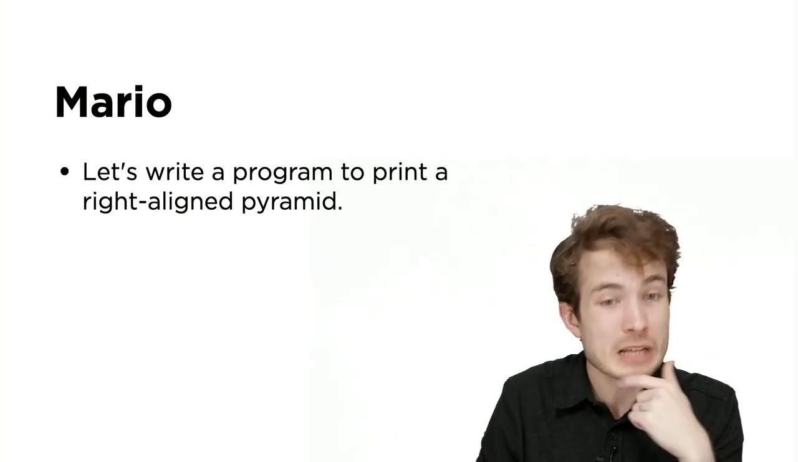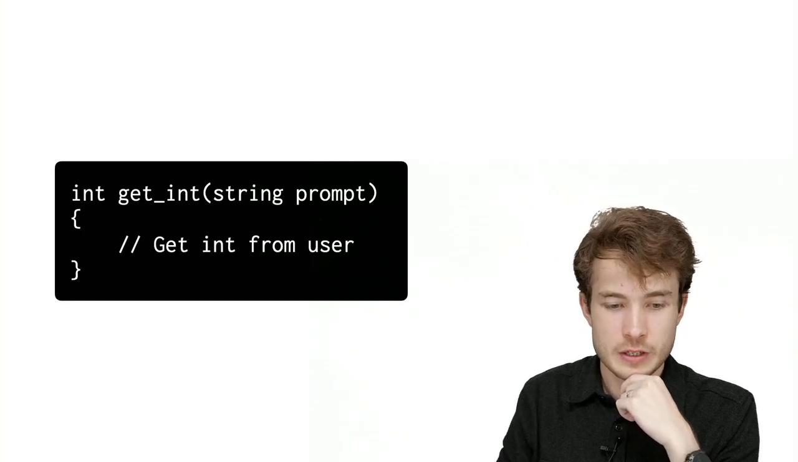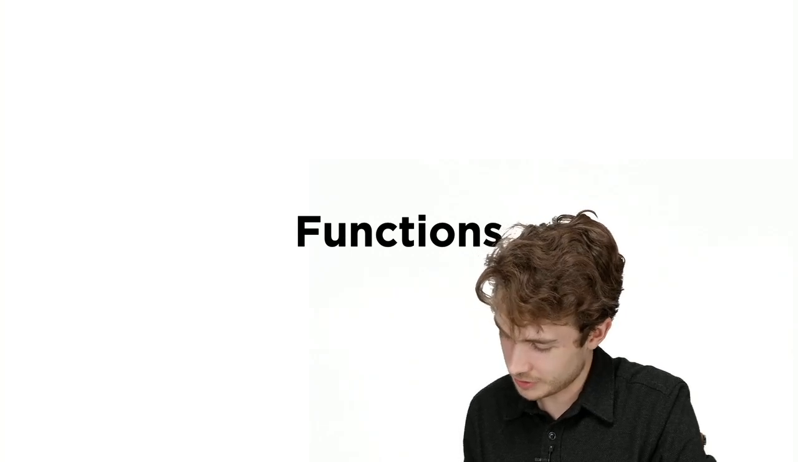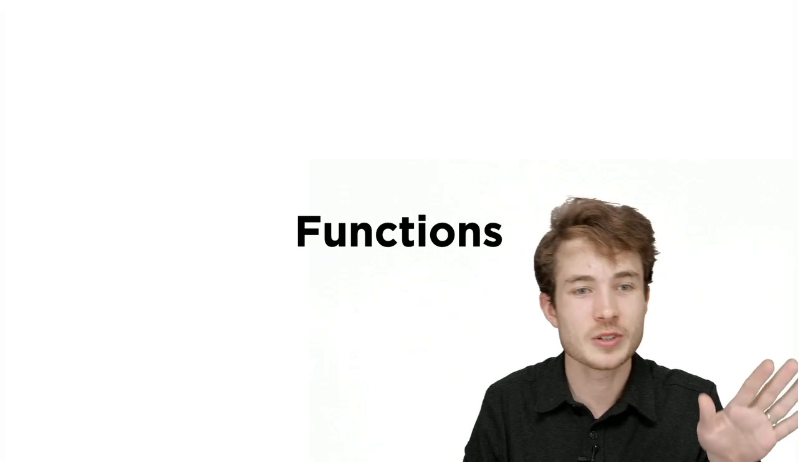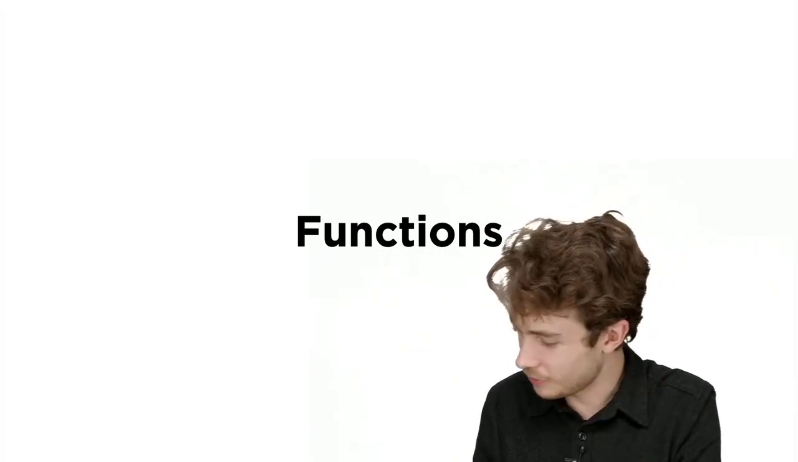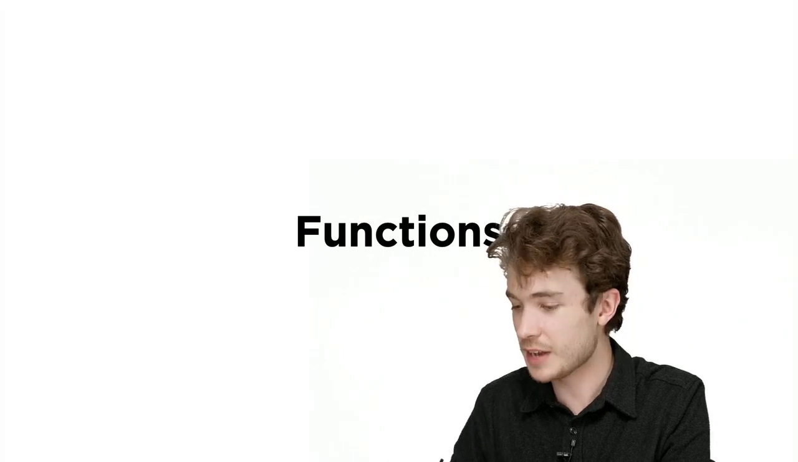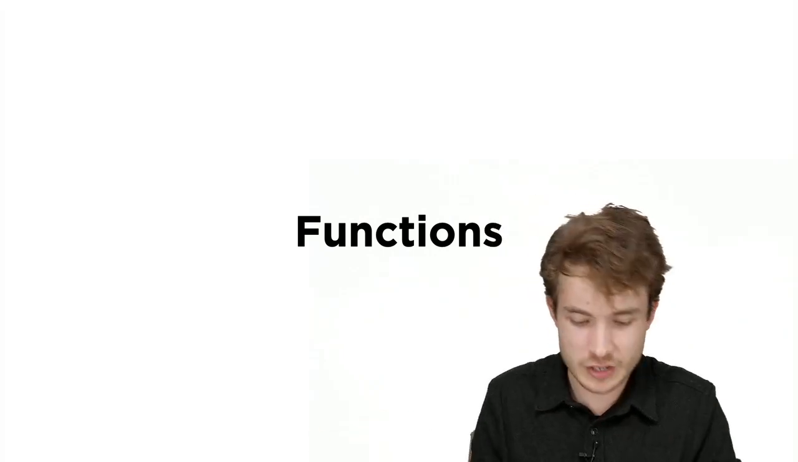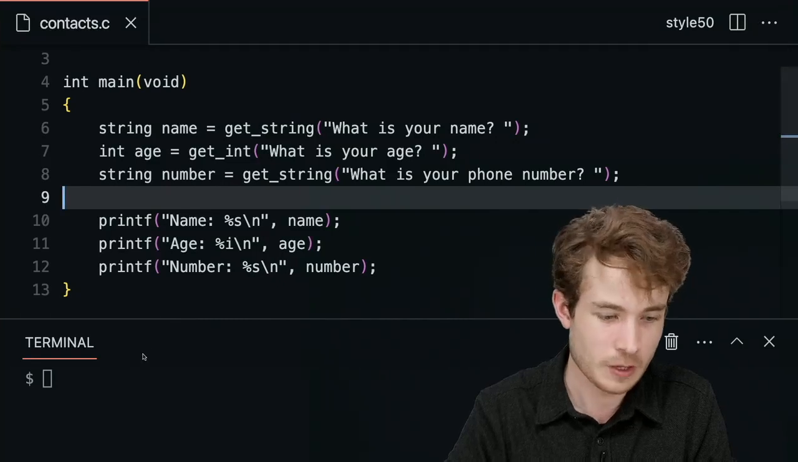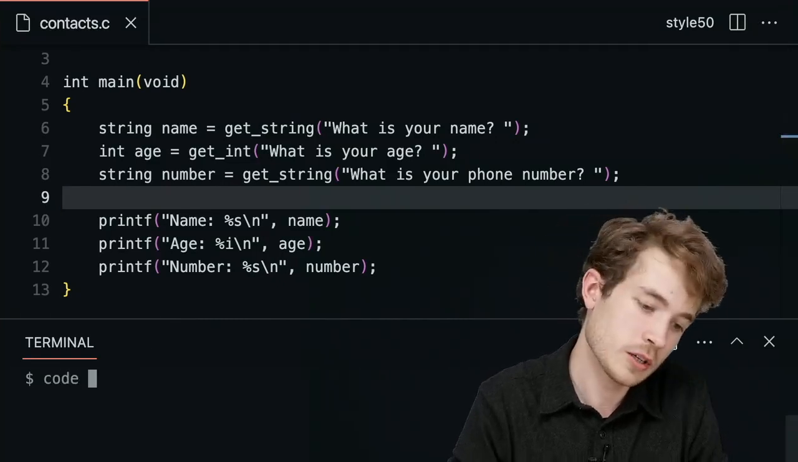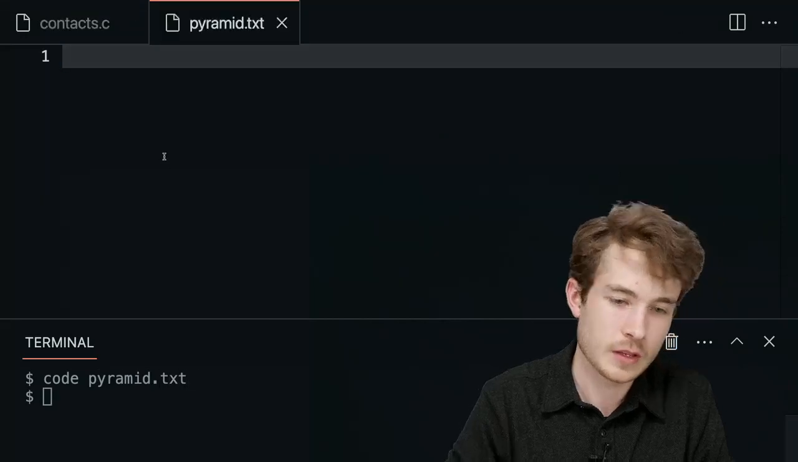So a left-aligned pyramid looks a bit like this. Whoops, I didn't have those slides in this presentation. That's okay. We will instead talk about functions and what we could do to create a left-aligned pyramid. If you can visualize in your head, let me go to my actual code space over here, what that looks like. I'll say code pyramid.txt. I'll show you an example.